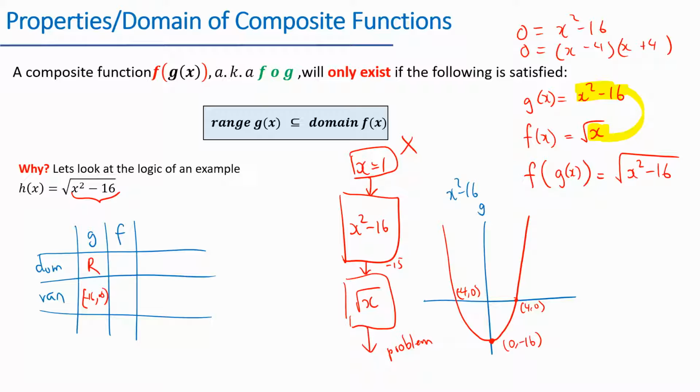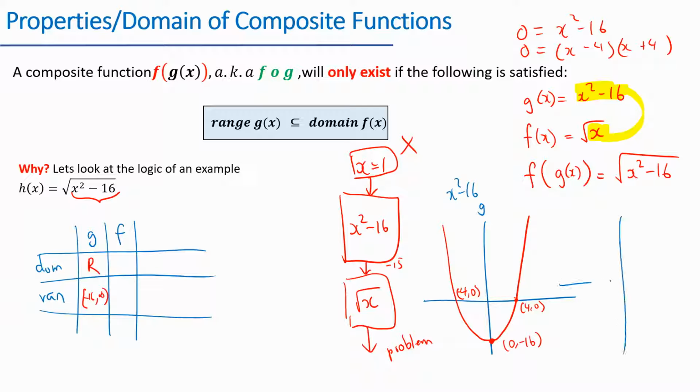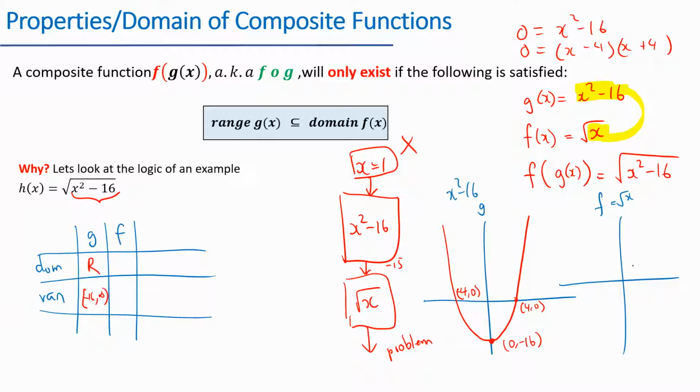So I've drawn the graph for G. Let's draw the graph of F. So I'm going to draw the graph of F here. This is F, and F is just the square root of X. Square root of X, what does it look like again? Anyone remember? Yeah, just looks like that. Okay, just the top half. It's a function. There we go.